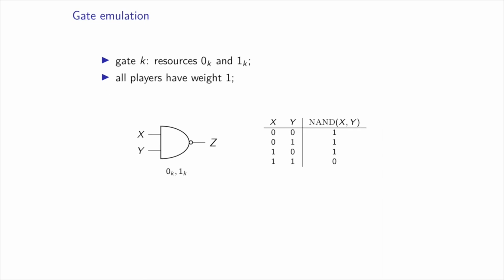Let us zoom in on one of these gates and see how to emulate it using a congestion game formulation. On a given gate, we define two resources, the 0 and the 1 resource. Here our players have weight 1. So the 0 strategy of a player will consist of the 0 resources of all gates that player is interacting with, either as an input or as an output. And similarly, the 1 resource would appear in the 1 strategies of the 3 players involved in that gate.